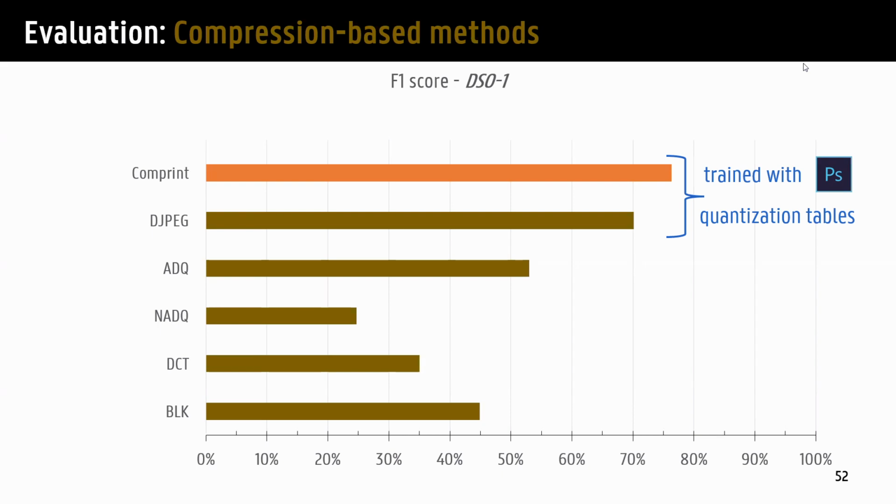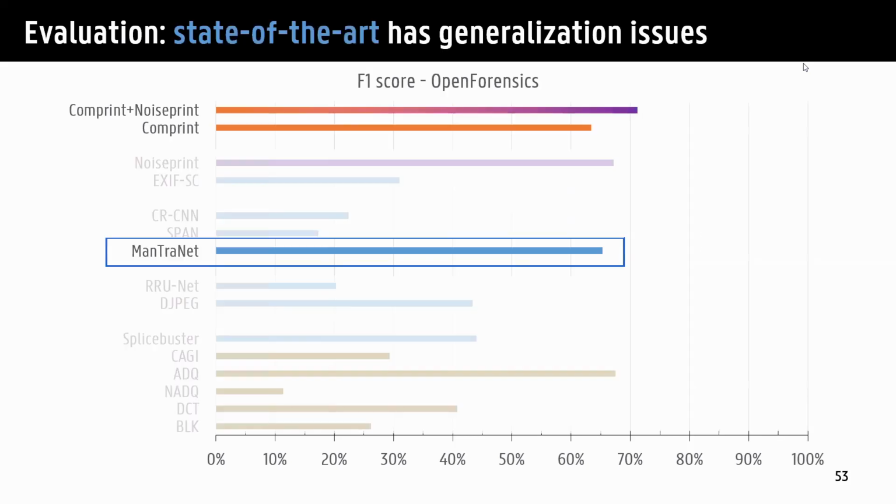We noticed similarly that if we train Comprint without these non-standard quantization tables, we also get a worse result. So this is a first interesting observation that we can make from the evaluation: taking these non-standard quantization tables into account is quite important. The second thing that we noticed is that some state-of-the-art methods can have some generalization issues.